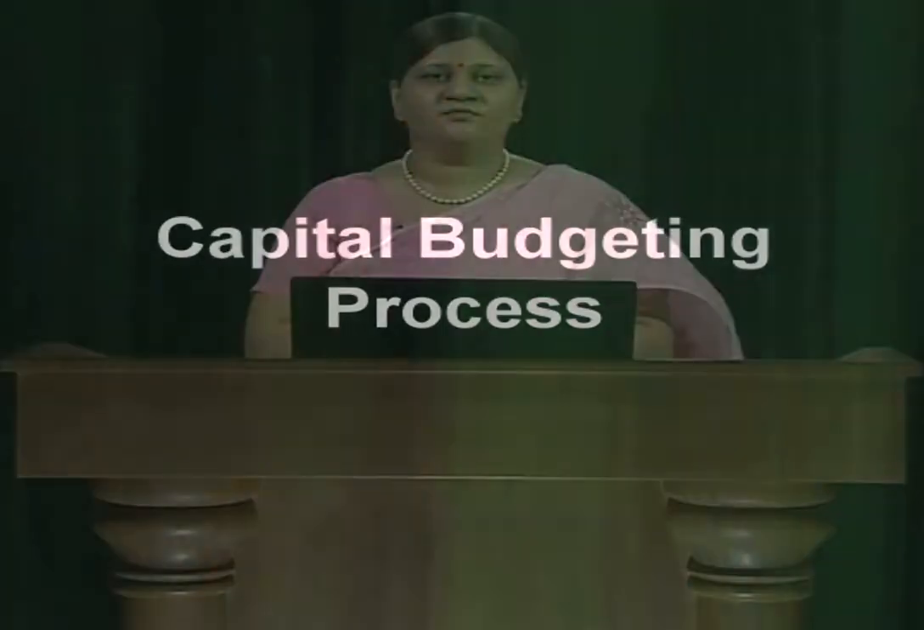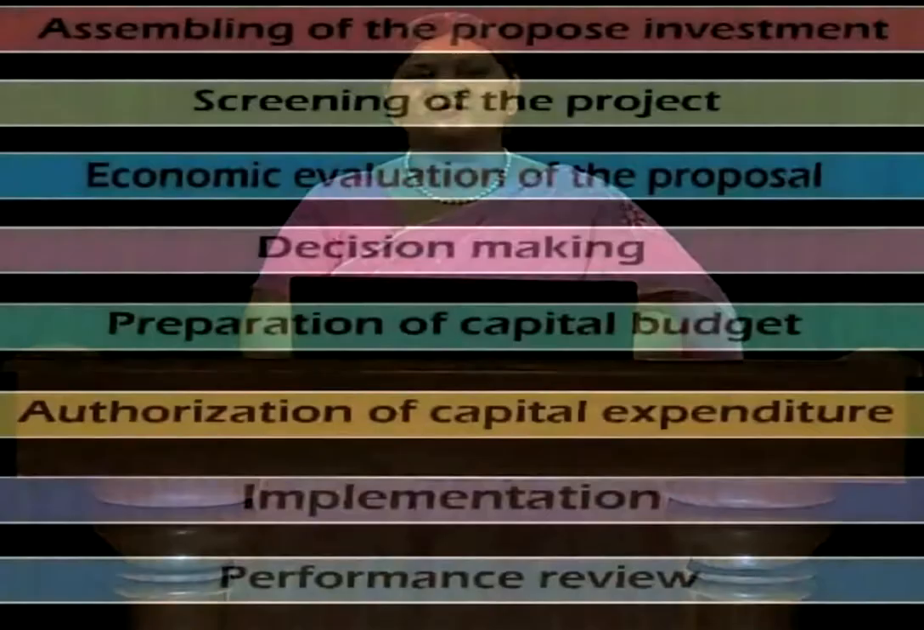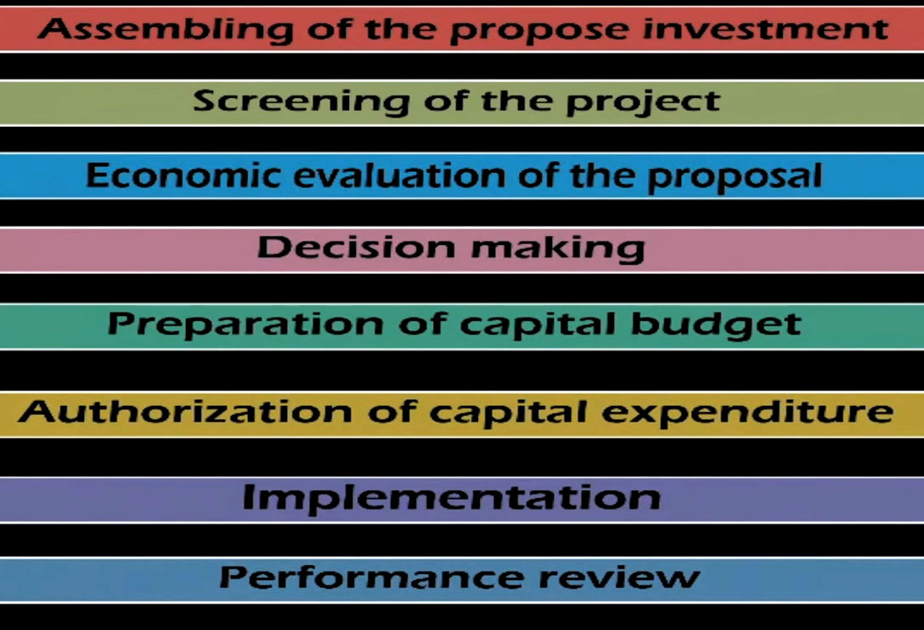Students, now we will learn about the capital budgeting process. Process, as the name suggests, involves many steps, so we will learn this step by step. First comes identification of investment opportunity. Second, assembling of the proposed investment. Third shall be screening of the project. Fourth, economic evaluation of the proposal. Fifth, decision making. Sixth, preparation of capital budget. Seventh, authorization of capital expenditure. Eighth, its implementation. And ninth and final is performance review.